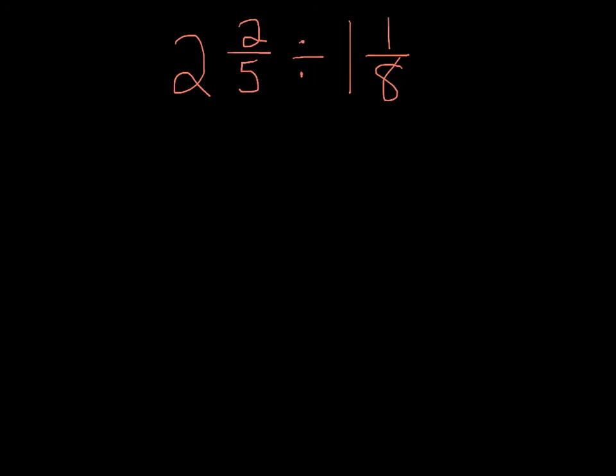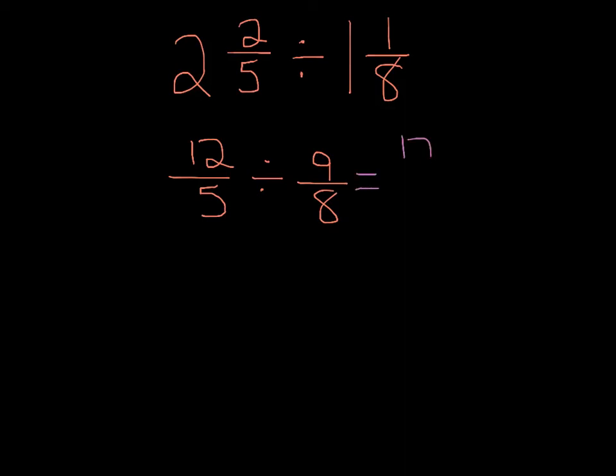When we are dividing mixed numbers, just like when we're multiplying, we need to first change them to improper fractions. So 2 times 5 is 10, plus 2 is 12, so 12 over 5. Let's keep it as division for right now. Change it to improper, so 1 times 8 is 8, plus 1 is 9, so 9/8. And now we can do the keep it, change it, flip it.